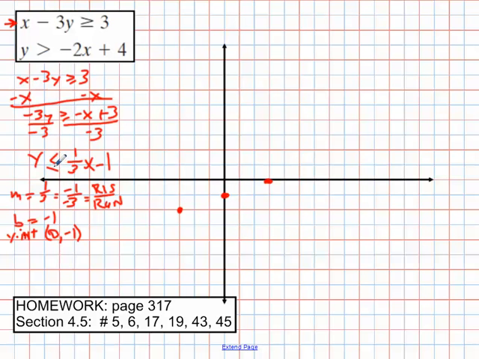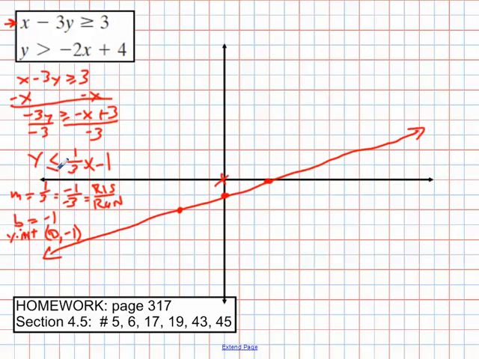And now we say, well, let's see. I've got an equal sign, so I do include the line. So I make a solid line as best I can, drawing freehand. And there's my red line. That's my red line. And now I have to look at the inequality. I'd use a test point of 0, 0.